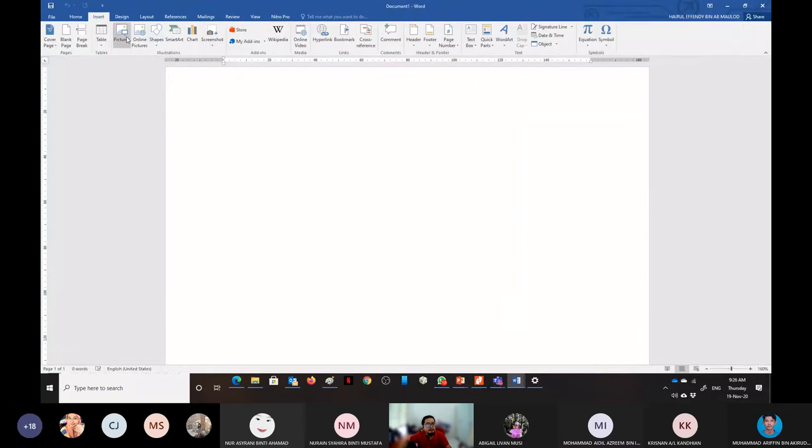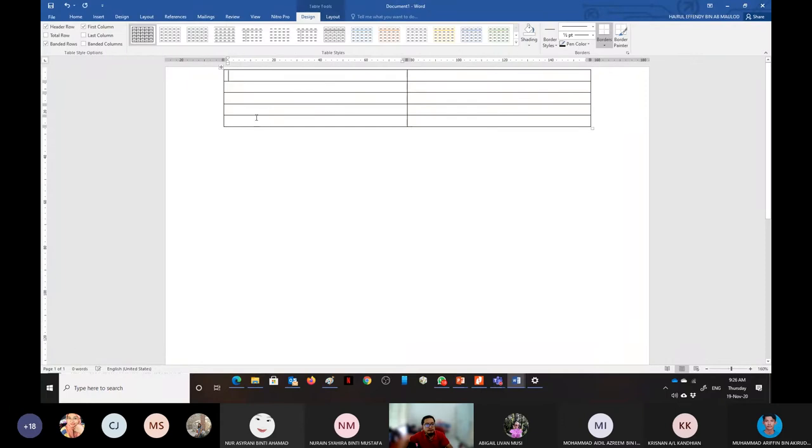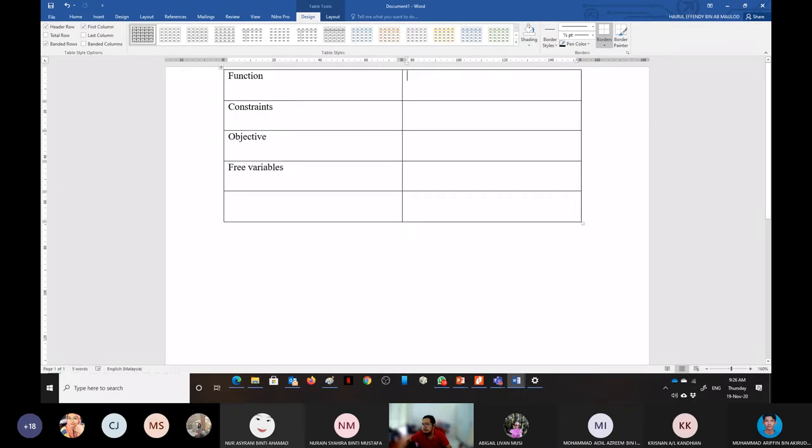So the translation table is based on function, constraints, objective, and free variables. So we start with the translation table. What is the function of this tensile loaded rod? You can put here tensile loaded.